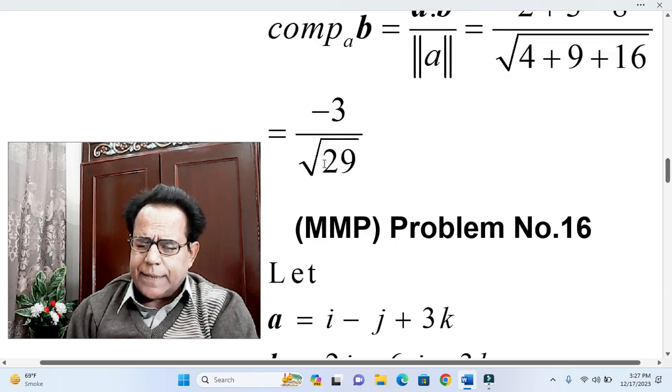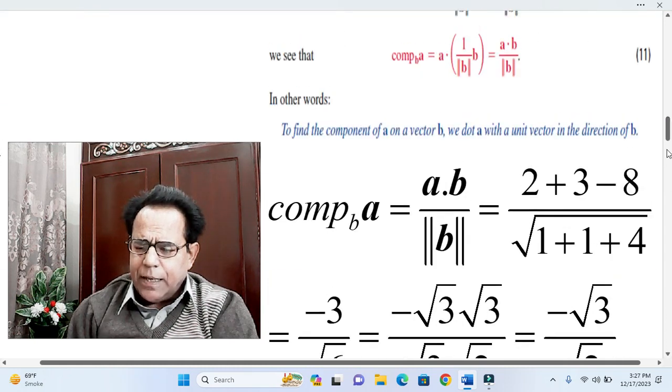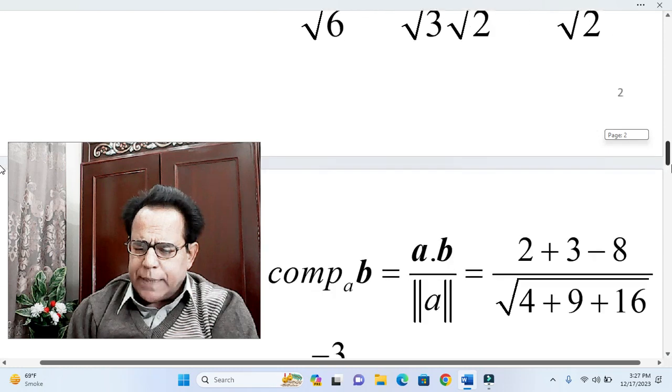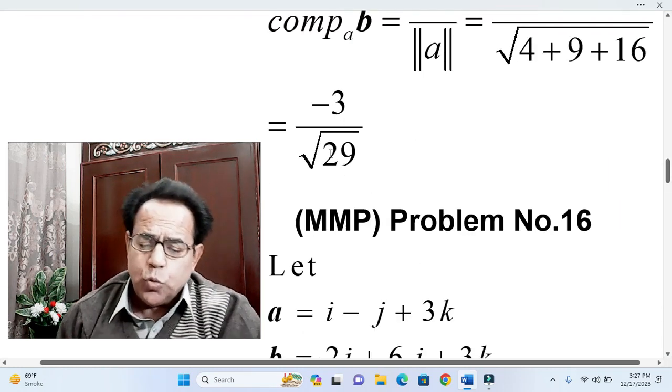Okay, yes, this is 29. Now we come towards A dot B, and A dot B is same as it was here. A dot B is equal to minus 3. So its answer is minus 3 over root 29.